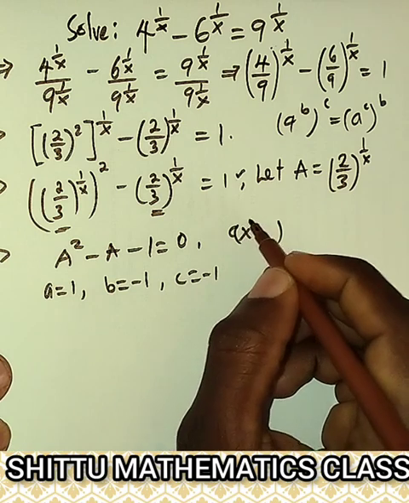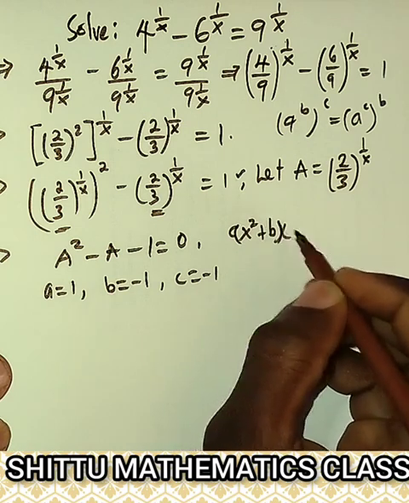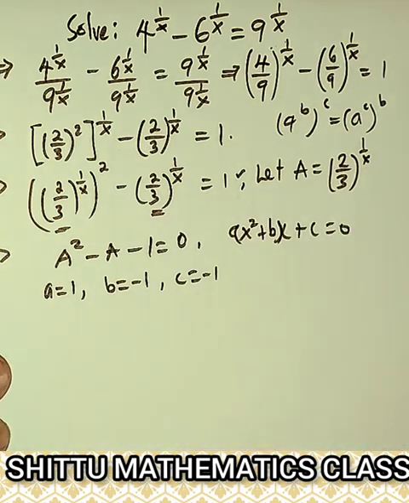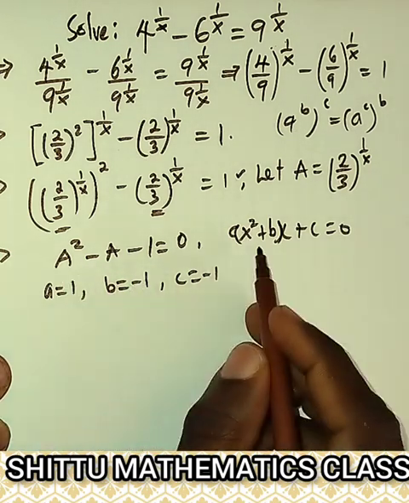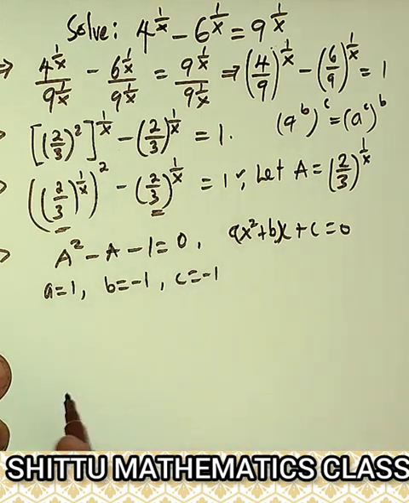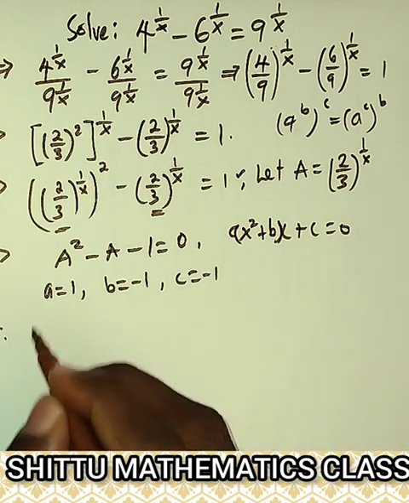Using this formula, ax² + bx + c = 0. Are you getting now? So comparing this with this, we can say our a is 1, we have b to be minus 1, and c to be that. So therefore, we are going to be having the value of a.